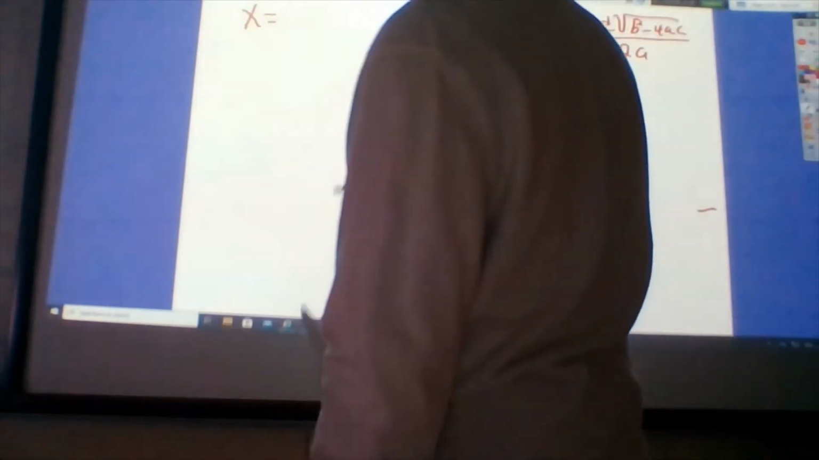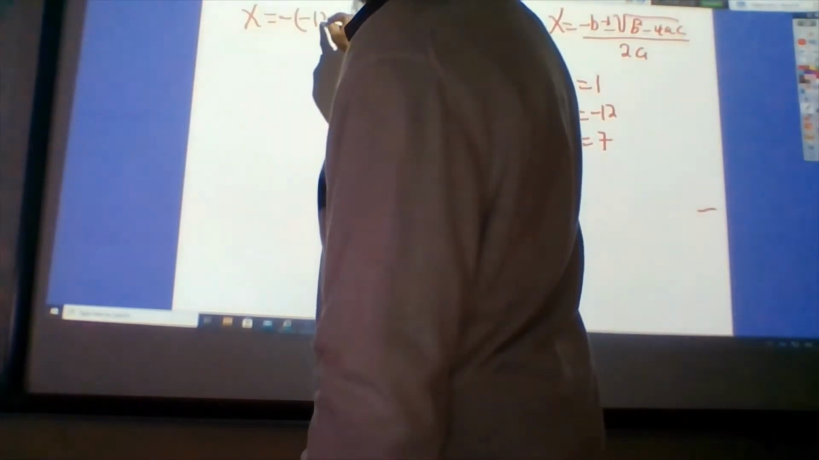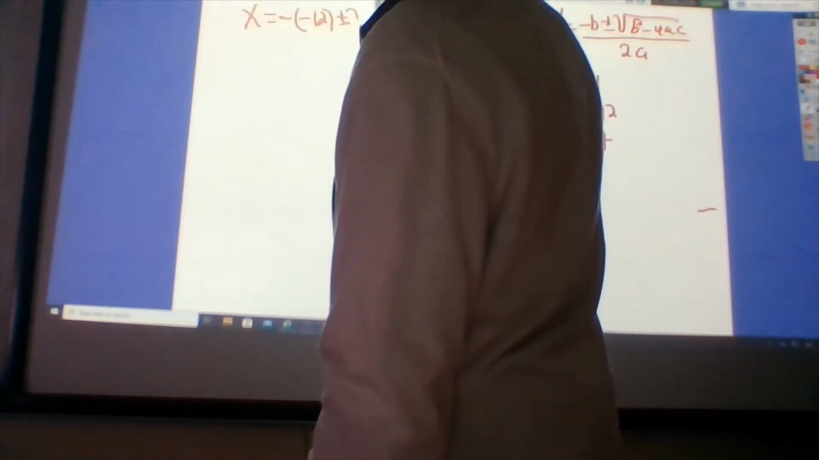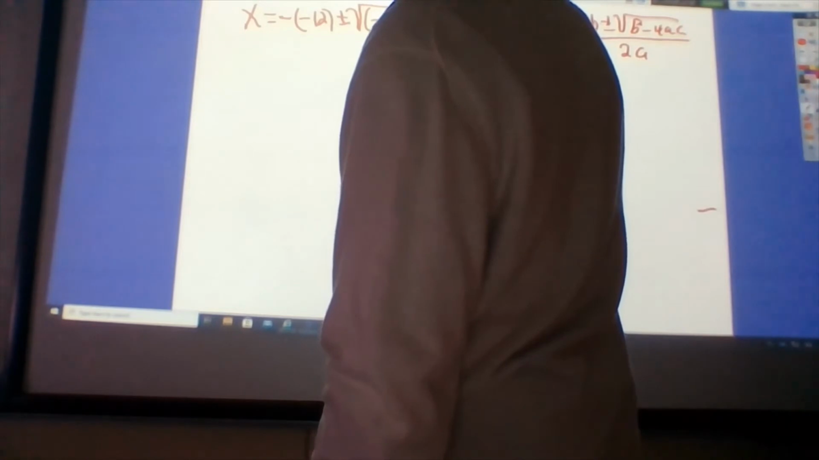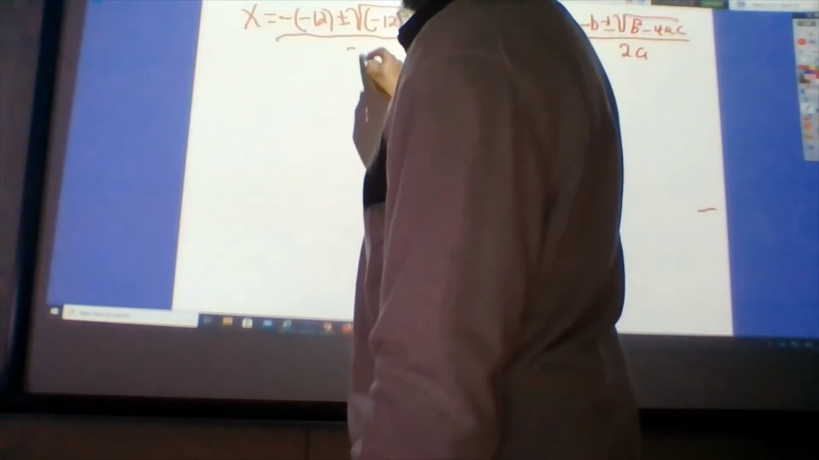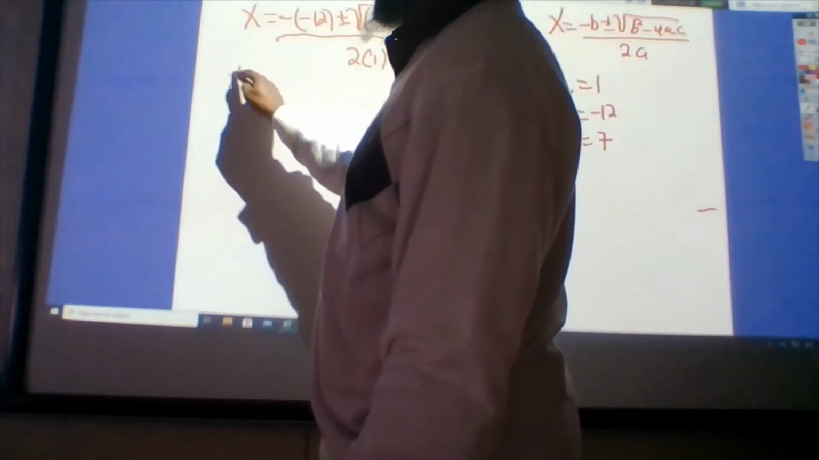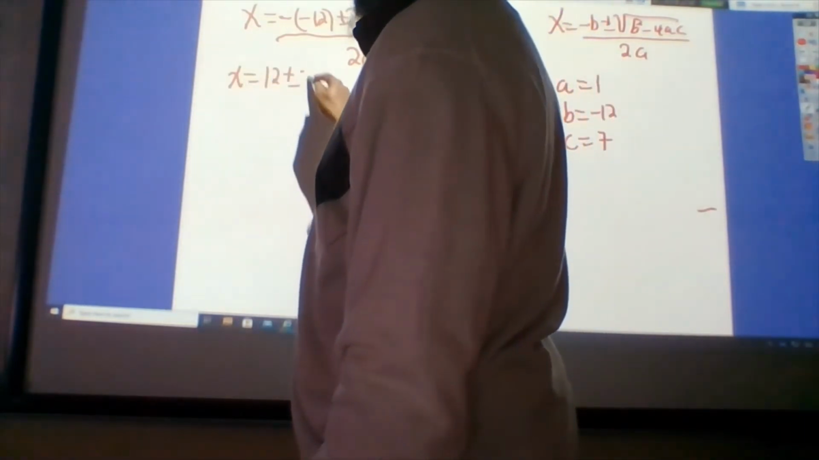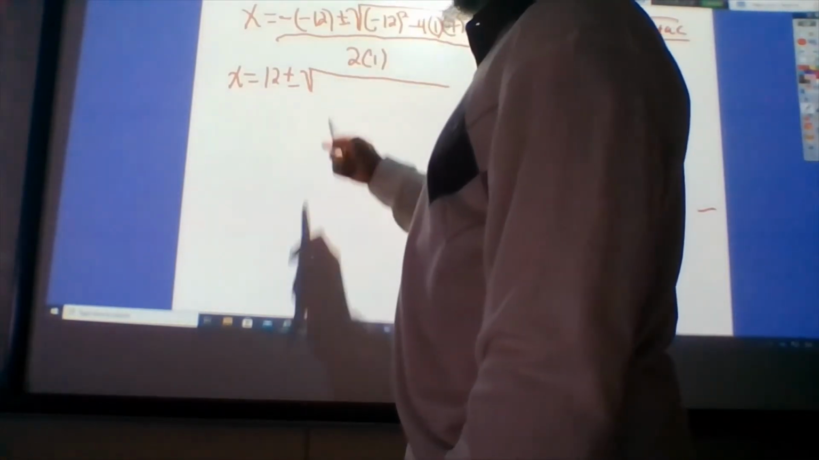So I'm going to replace these values in this formula, and then I can evaluate it. We'll have x equals negative b, and b is negative 12, plus or minus the square root of negative 12 squared minus 4 times 1 times 7, everything over 2 times 1. Then this becomes a positive 12 plus or minus the square root of negative 12 squared, which gives you 144, minus 28, everything over 2a. Right? That's what we've done so far.